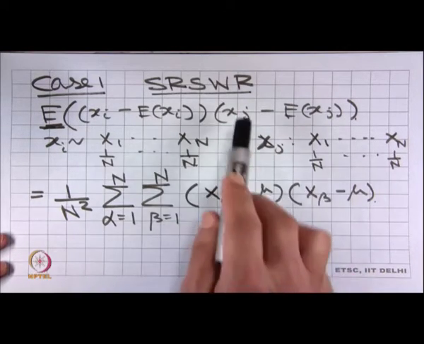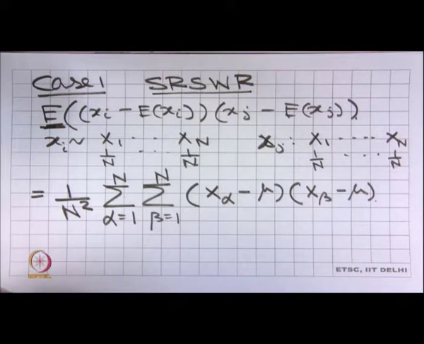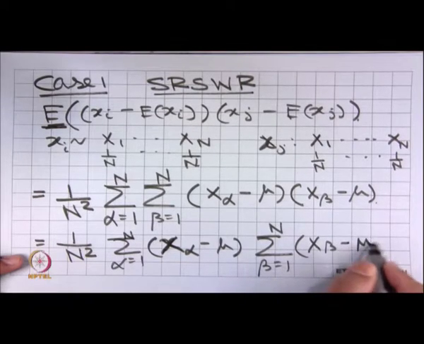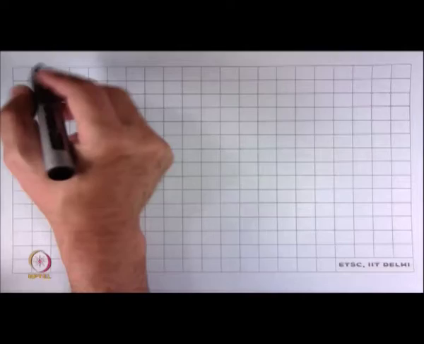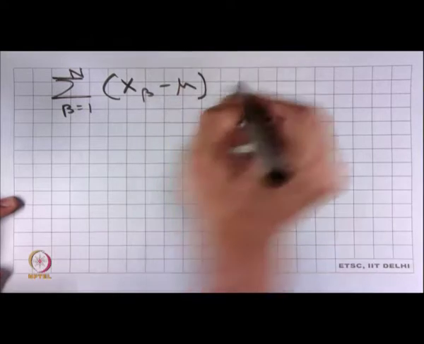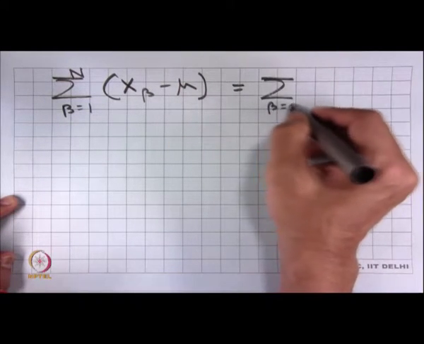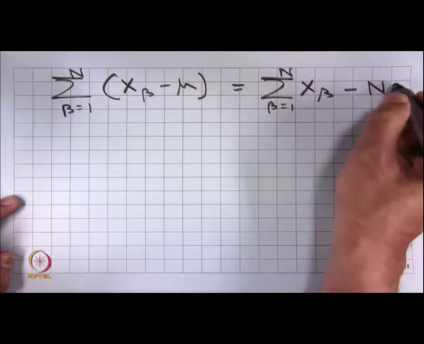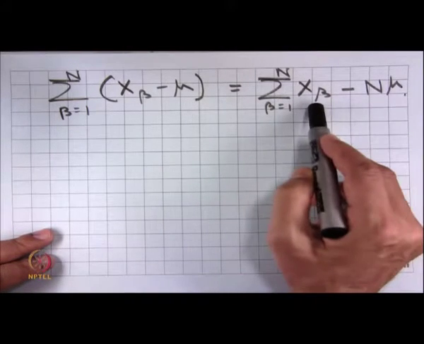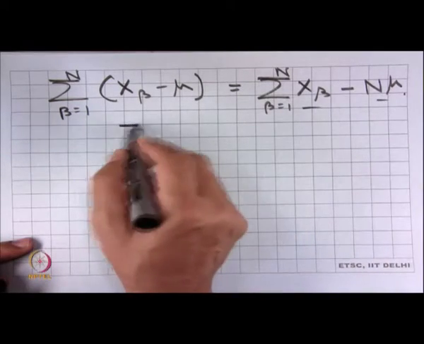So, for each x alpha and x beta, I am looking at the product terms, and then I am summing it up over beta equal to 1 to n, alpha equal to 1 to n, and what we are getting is 1 upon n square sigma alpha equal to 1 to n x alpha minus mu, sigma beta equal to 1 to n x beta minus mu. Now, consider just sigma beta equal to 1 to n x beta minus mu, which is sigma over beta equal to 1 to n x beta minus n mu, and we know that mu is the population mean. So, n mu is the total of all the values of x beta. Therefore, these two terms are equal, and the difference is 0.